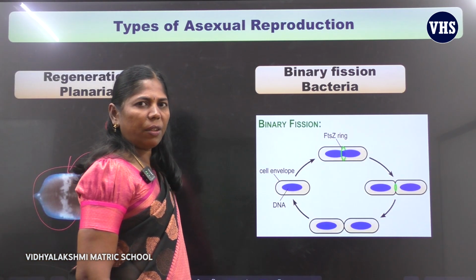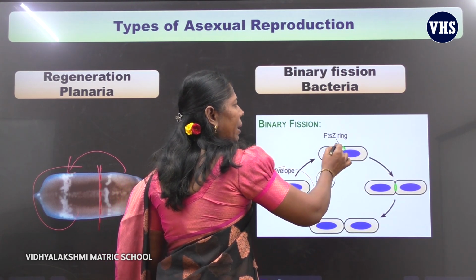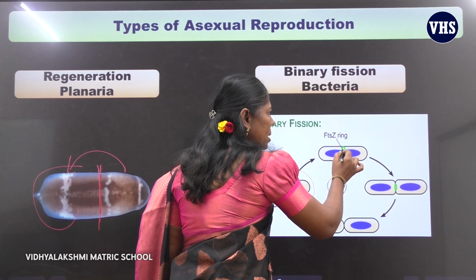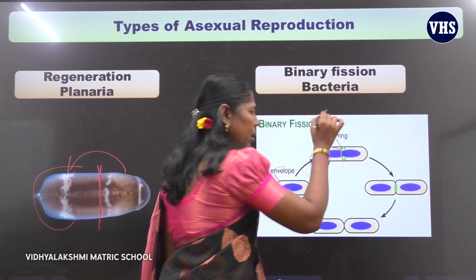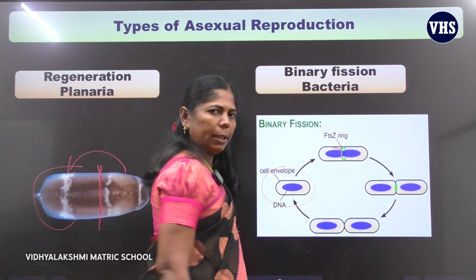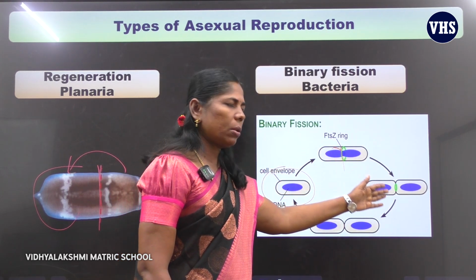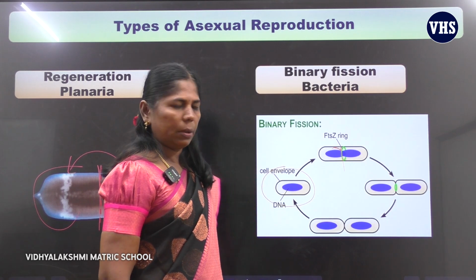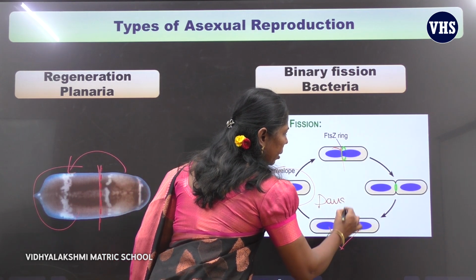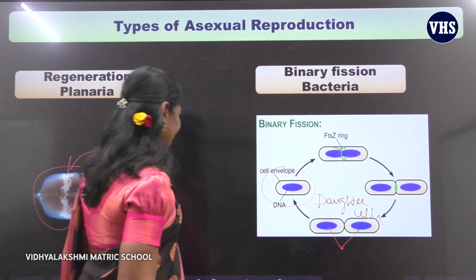Another one is binary fission. Here is a bacterium, and this bacterium can divide into two equal halves. First the division starts in the nuclear material. The nuclear material is divided, followed by the cytoplasm, and along with the cell membrane, the cell wall is also divided into two equal portions. Both of them are considered daughter cells, daughter bacteria.